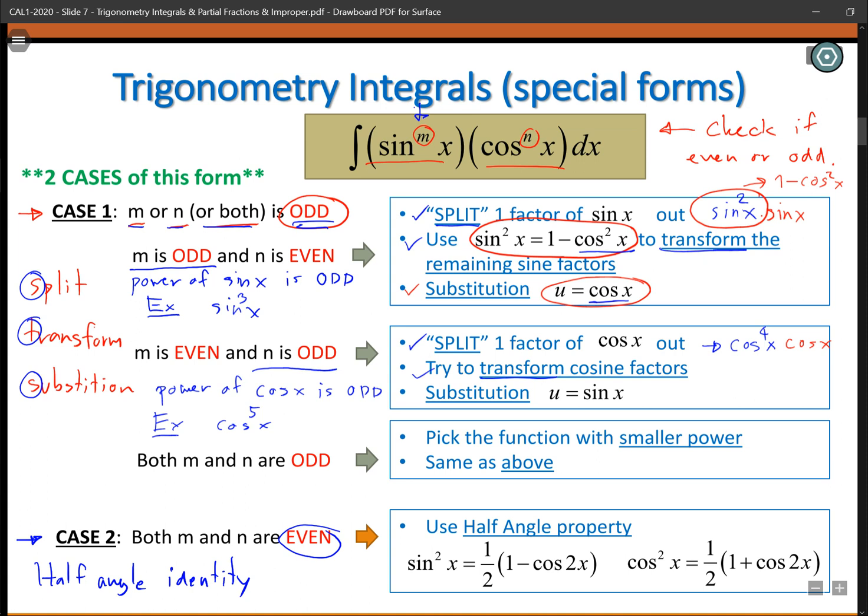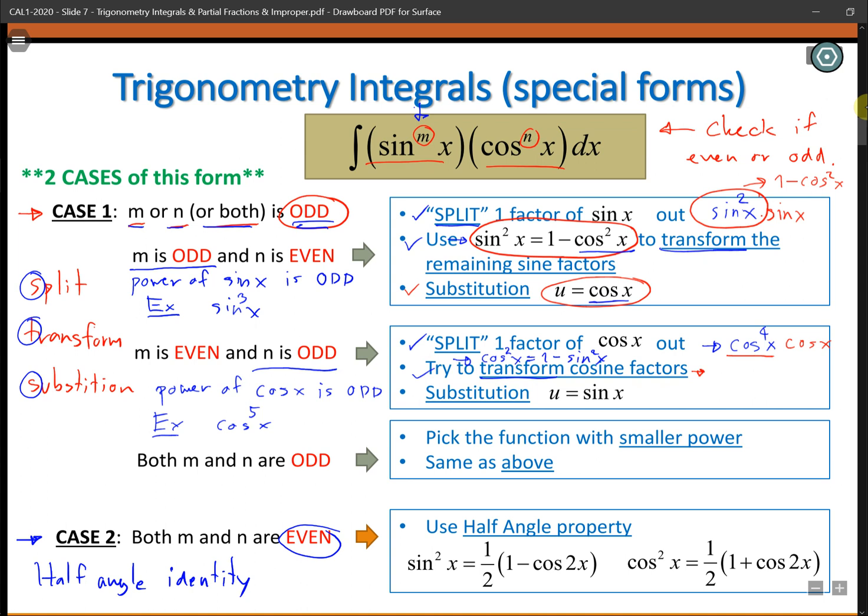And transform right here, we want to transform the rest of the terms, which is cosine of x to the power of 4 to sine. So we want to use this, in this case, cosine of x squared equal to 1 minus sine of x squared. We want to transform cosine to sine in this case, right? Which is the opposite of the subcase 1. We transform sine to cosine, but here we transform cosine to sine. So here, this is going to happen.